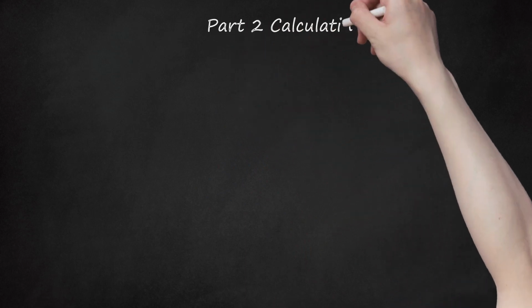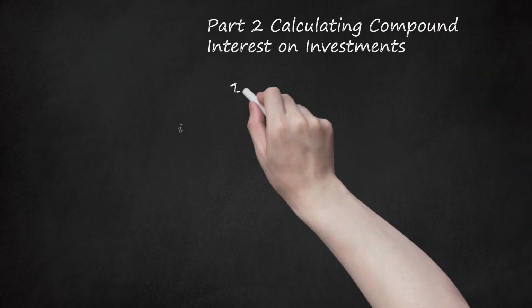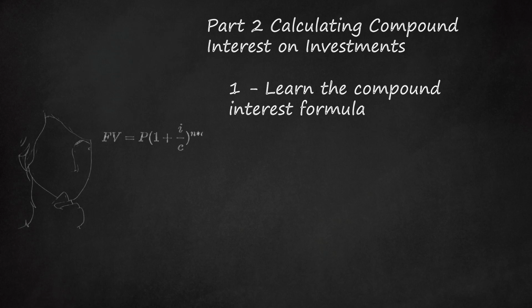Part 2: Calculating compound interest on investments. 1. Learn the compound interest formula. The compound interest formula solves for the future value of the investment after a set number of years. The formula itself is as follows: FV = P(1 + I/C)^(C*N).